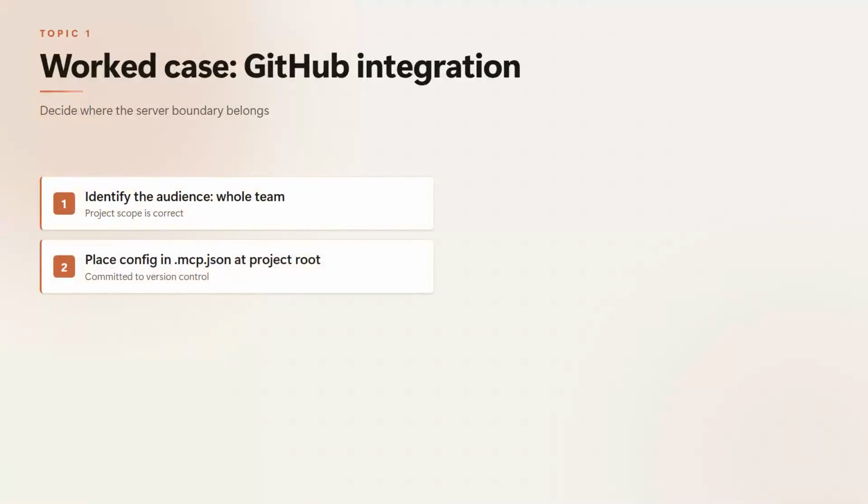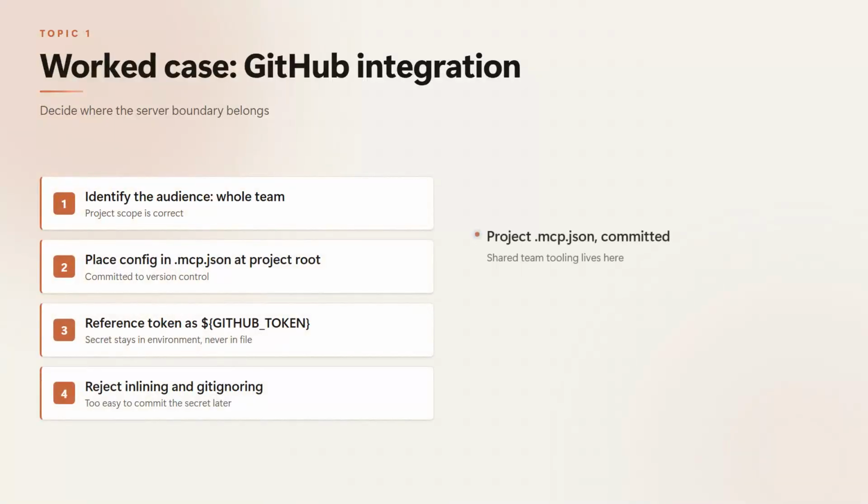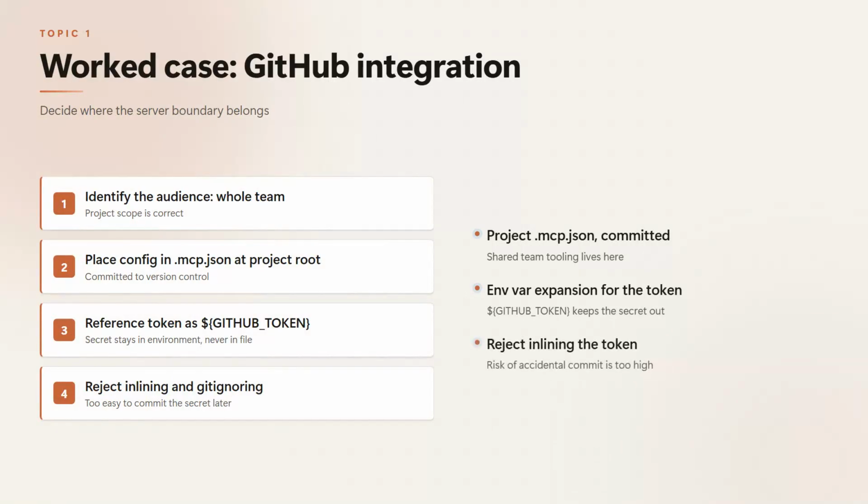Let's work the GitHub integration case from start to finish. The whole team needs this server, so project scope is the right call. You place the configuration in .mcp.json at the project root and commit it. For the token, you write ${GITHUB_TOKEN}, that is environment variable expansion. The alternative is inlining the actual token and adding the file to .gitignore. That alternative loses because it only takes one person forgetting the .gitignore, or one CI pipeline that does not respect it, and the secret is in the repository history forever.